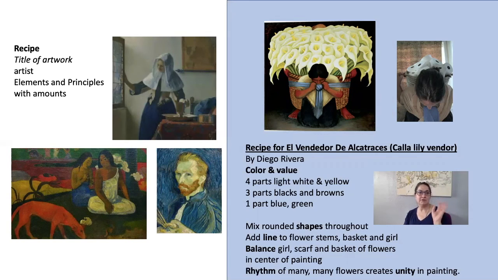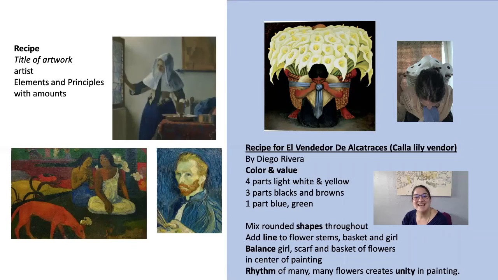On the left-hand side, these were masterpieces that I was looking at as possibilities. You're welcome to use these or others that you find. It looks like that's a Jan Renier piece at the top, Paul Gauguin on the left, and then a Vincent van Gogh on the right. And a recipe is going to be the title of the artwork that you select, the artist that created it, and then the elements and principles in their amounts. So here's my creation.